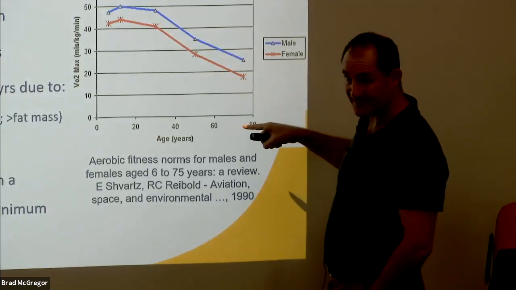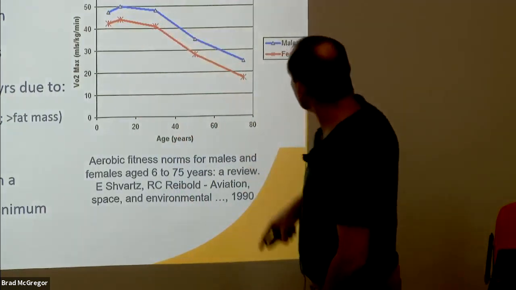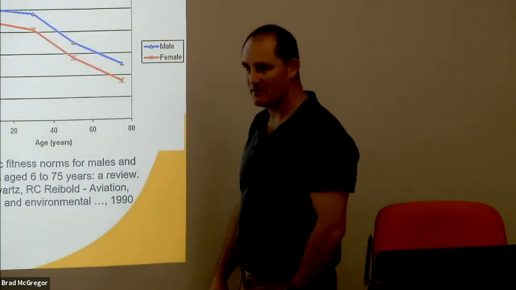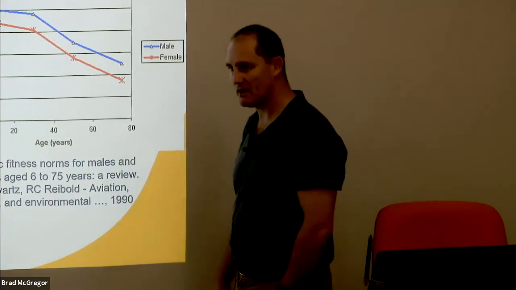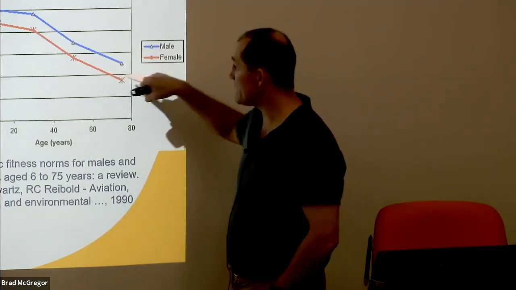This is without training. And you see from the age of about 30, 35, look at that decline. And it's a mirror image for males and females. You want to arrest that decline, unless you want to end up in a wheelchair. Look, below 20. Here's 20 mils.